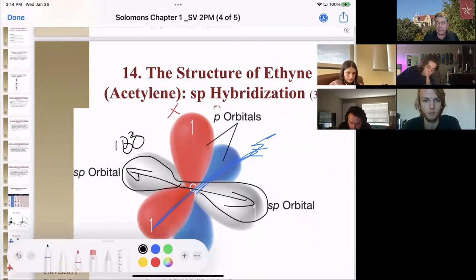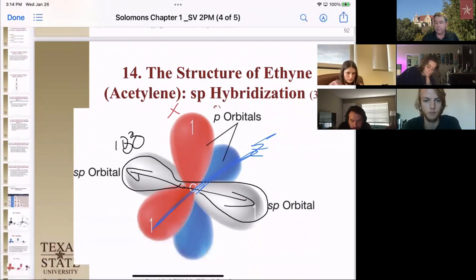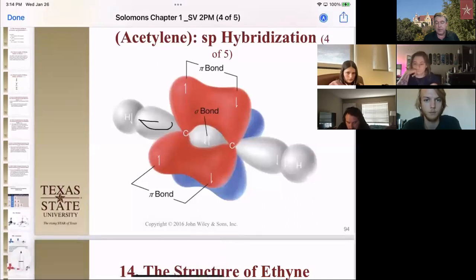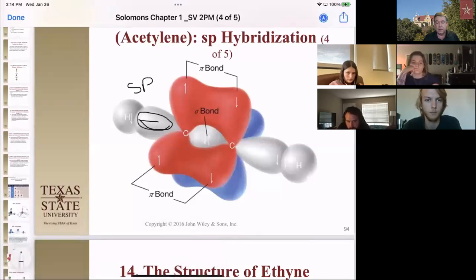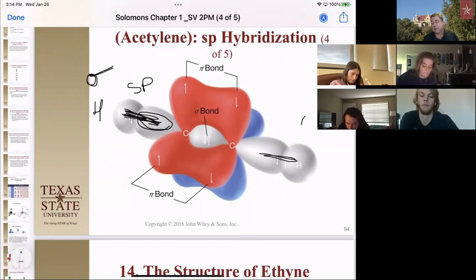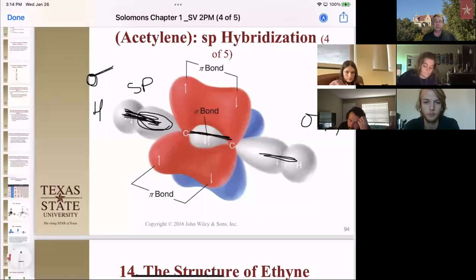So if we look at the hybridized orbital, this is the sp orbital, it's going to pi bond with hydrogen over here. So we have our first bond, our sigma bond with hydrogen. This one's going to have a sigma bond with hydrogen right here. And then there's going to be a sigma bond between the two carbons.